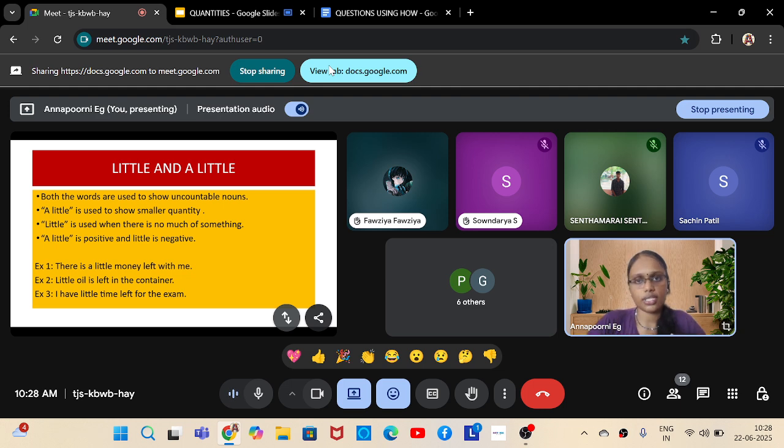When you're asking questions using how many and how much, we use how many for countable nouns and how much for uncountable nouns. How many pens, how many pencils, how many books, how many chairs, how many tables, etc. But how much is used with uncountable nouns like how much water, how much oil, how much time, how much money, etc. We don't say how many times here because how many times means the frequency. For example, how many times do you brush your teeth? I brush my teeth 2 times, or 1 time, or 3 times.